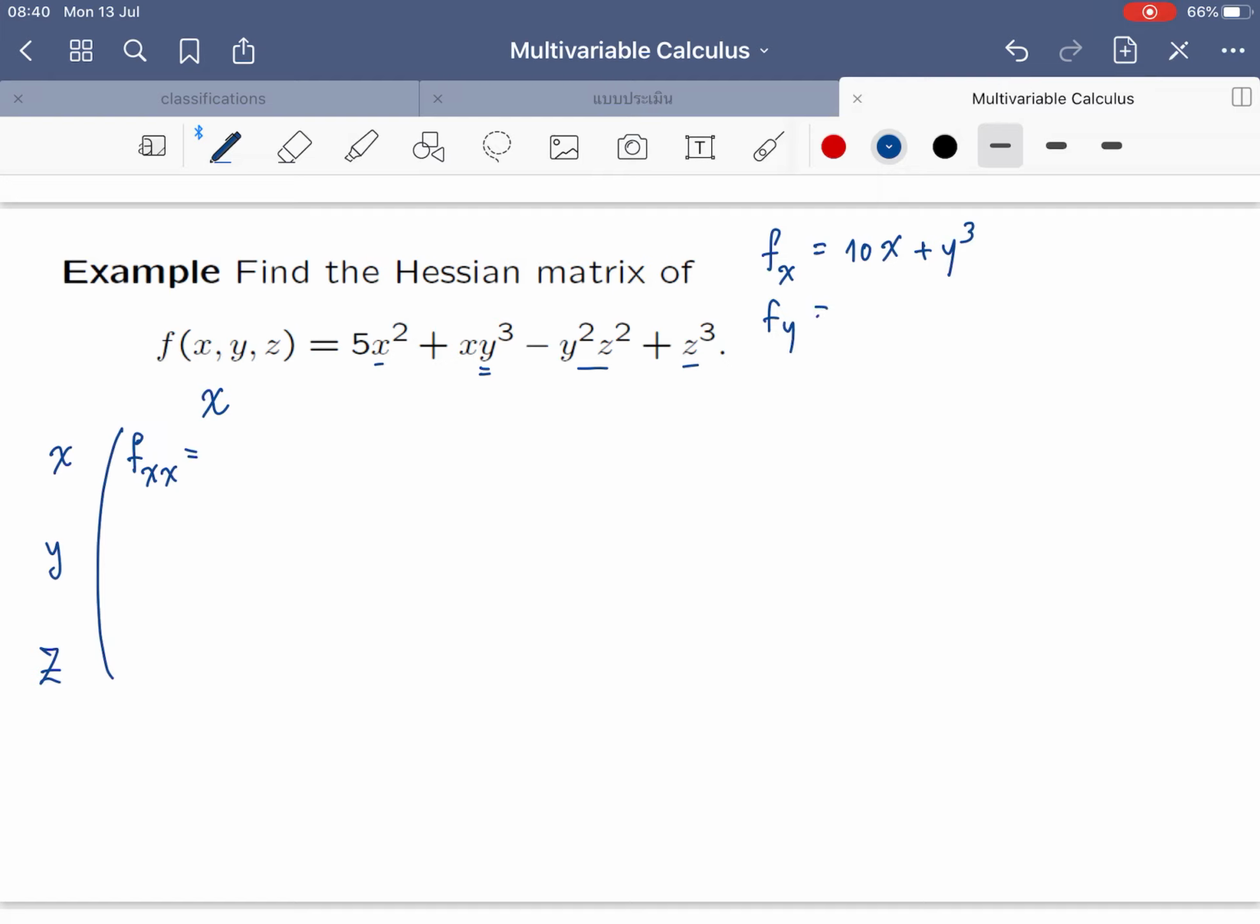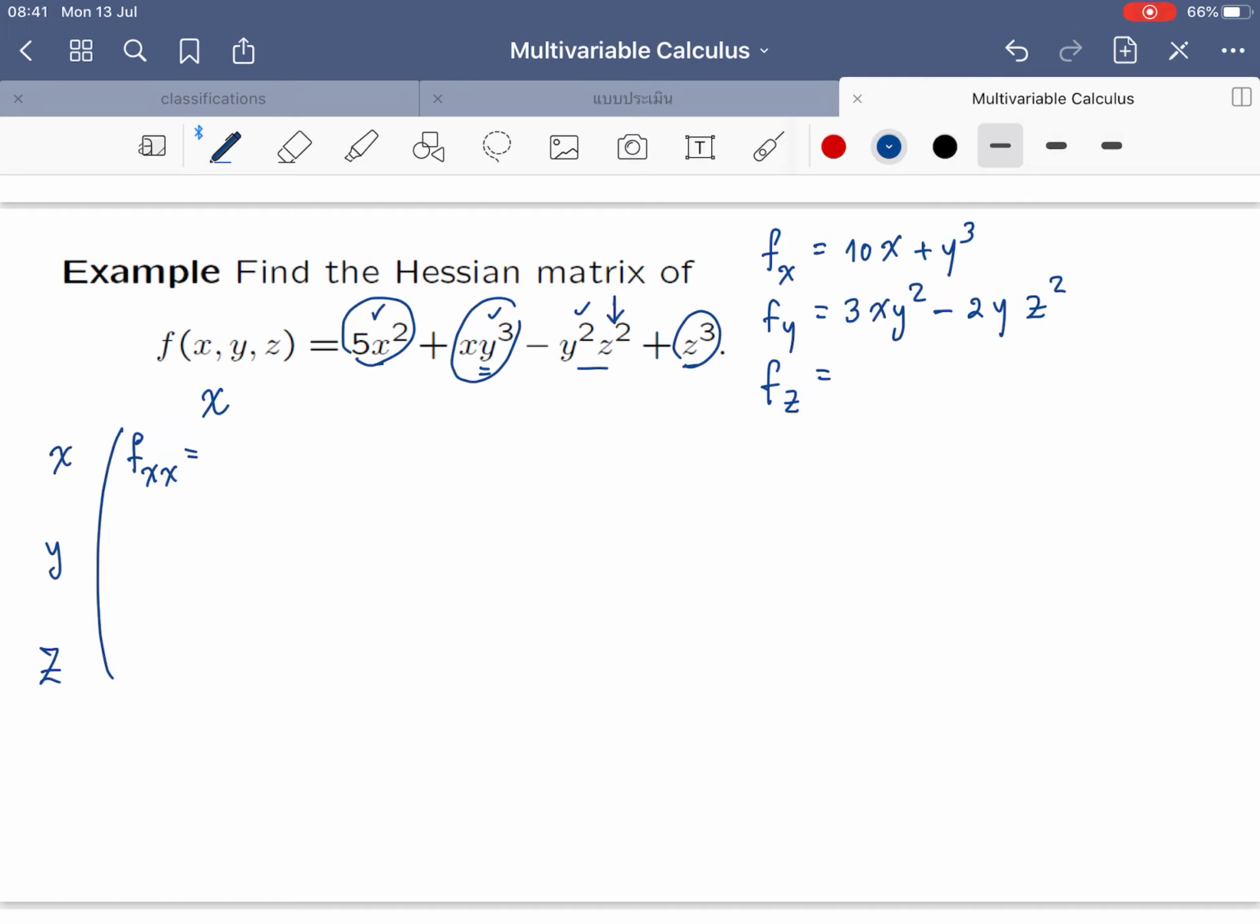How about f sub y? For f sub y, the first one is 0. You got 3xy squared, then minus 2yz squared, and then 0 for the last one. How about f sub z? For f sub z, the first one has no z, so it is 0. Let me not write it. This one has no z again, so it is 0.